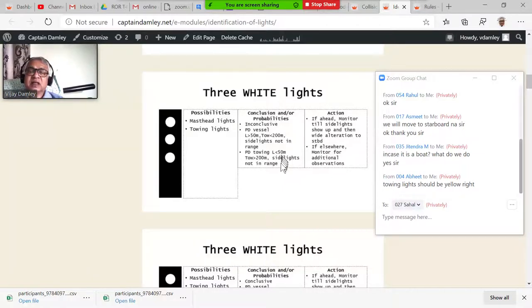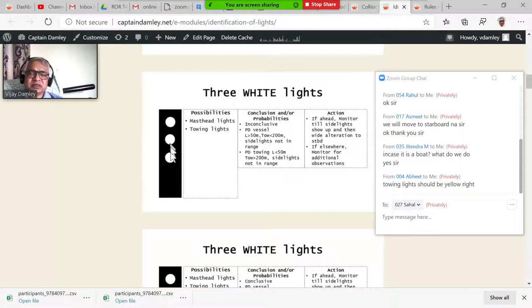Okay, but there is no question of anchoring here because there are three, and since there are three, they are towing lights. But masthead light, why I have put it here? Because it is possible the ship is also longer than 50 meters. In that case, you can go to 4 lights. Okay, that is how it will be seen. If ahead again, wide alteration to starboard. If elsewhere, monitor for additional observation.